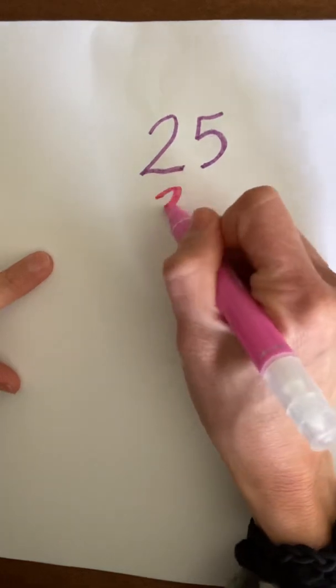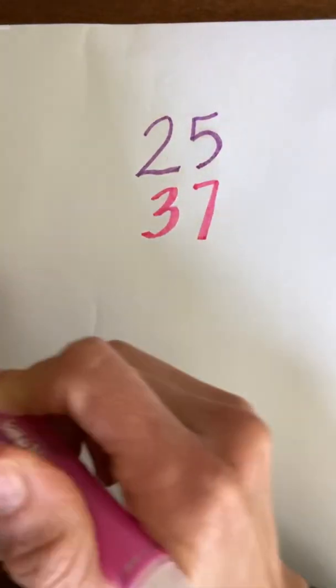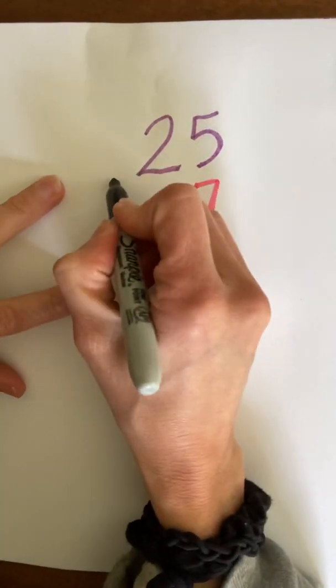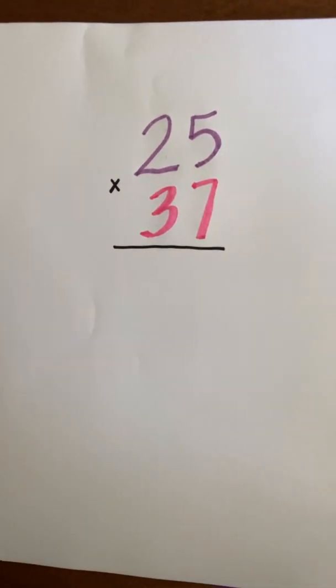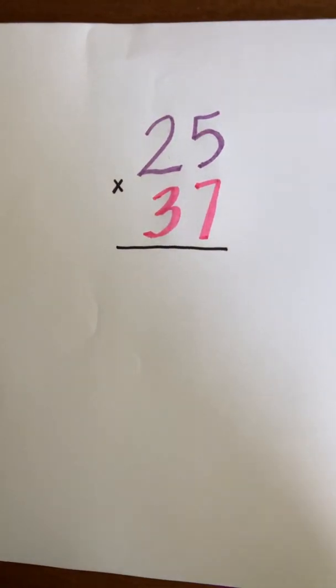So let's just do 25 times 37, okay? Two different factors, both are 2-digit numbers, okay? And so I'm going to show you the way that the next video you'll see does it.